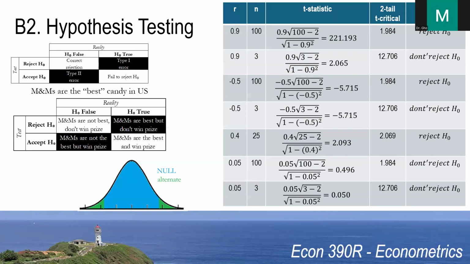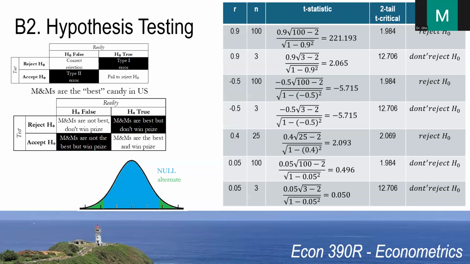Your t-statistic is 2, which is going to be less than 12.76. The t-critical is a lot higher because you only have 3 observations. You'll notice, for the third row, the 2-tail t-critical value is exactly the same as the first one because we have a sample size of 100. It's the same. Your correlation coefficient is -1/2.